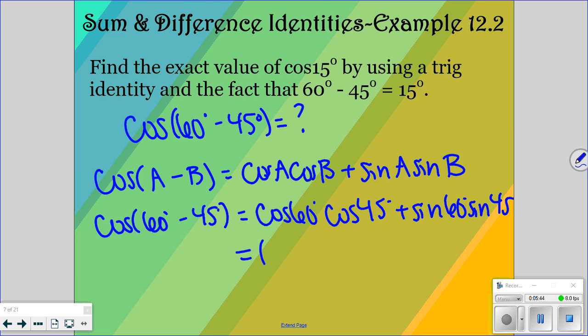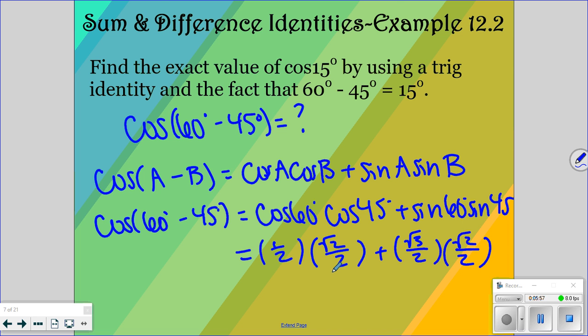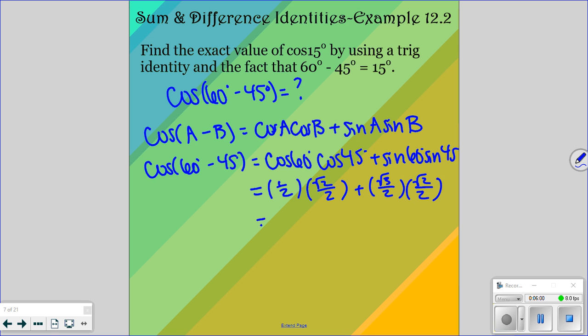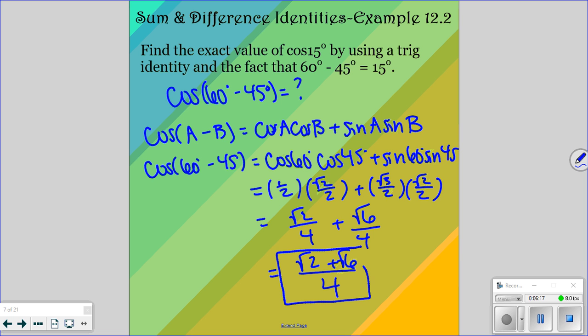So cosine of 60 is 1/2. Cosine of 45 degrees is square root of 2 over 2. Sine of 60 is square root of 3 over 2. And sine of 45 is square root of 2 over 2. And then if you multiply, you get square root of 2 over 4 plus square root of 6 over 4. And so you can make that one fraction with a denominator of 4. So I have square root of 2 plus square root of 6 over 4 for my answer.